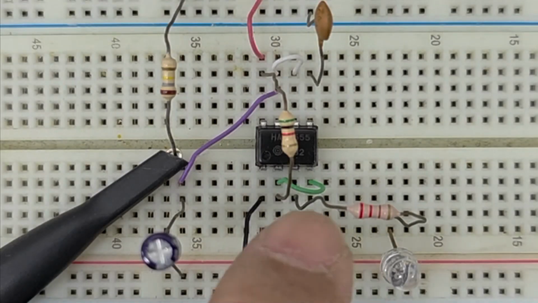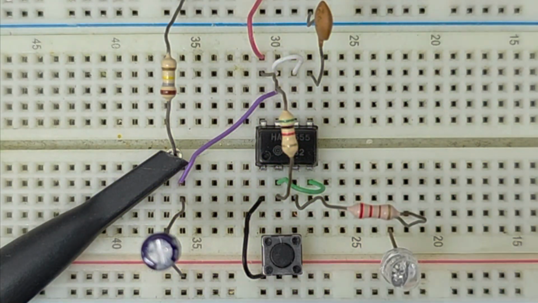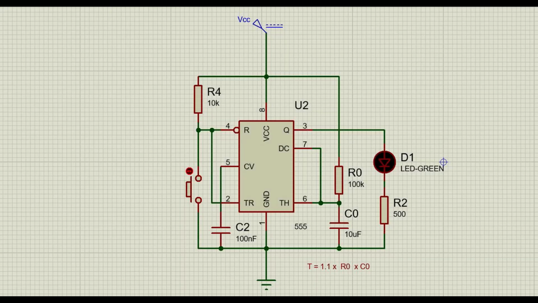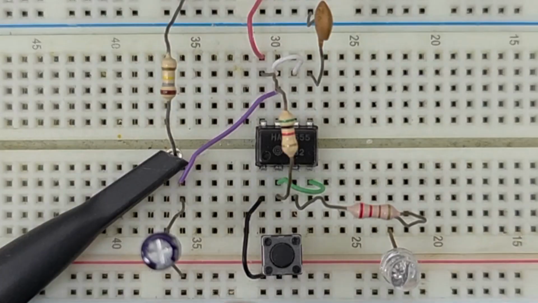1. Timer circuit. We can easily create a timer signal generator circuit using IC 555. The circuit does not require many components, only resistors and capacitors. From the equation, we get the delay time. Delay time equals 1.1 times R0 times C0.